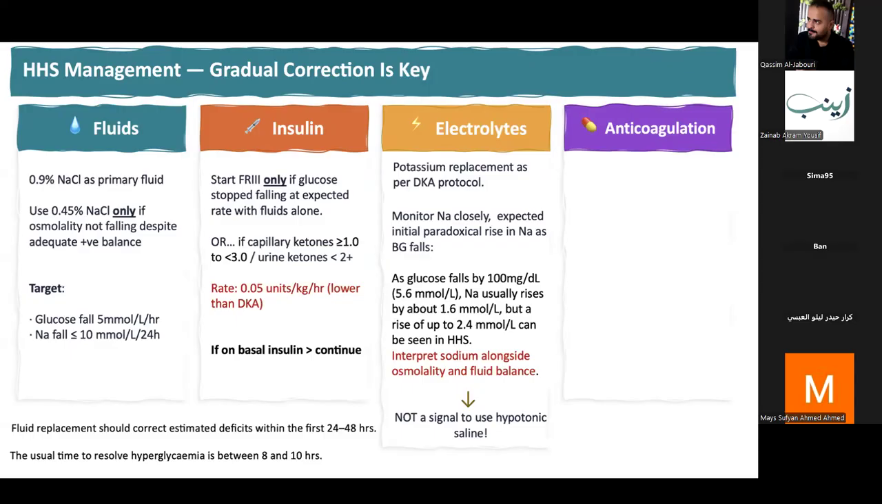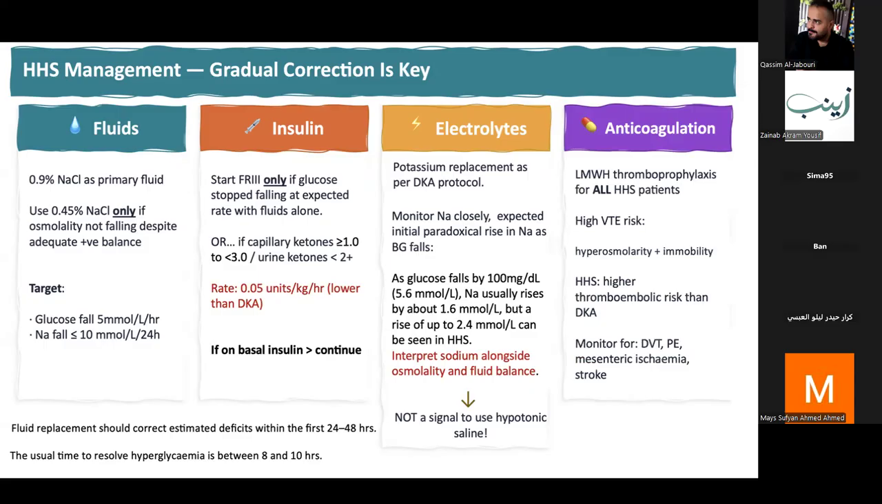You see it because of the changes in the osmolality of the intravascular fluid. So as we said, your marker when you switch to half saline is not only sodium, it's the sodium and the osmolality. These are the two things that you need to keep in mind, as well as your fluid balance. So having a rise in sodium with a drop in osmolality is not a signal for you to start hypotonic solution. And again, we keep talking about this, VTE prophylaxis is essential. So these are the essential management outlines in HHS.